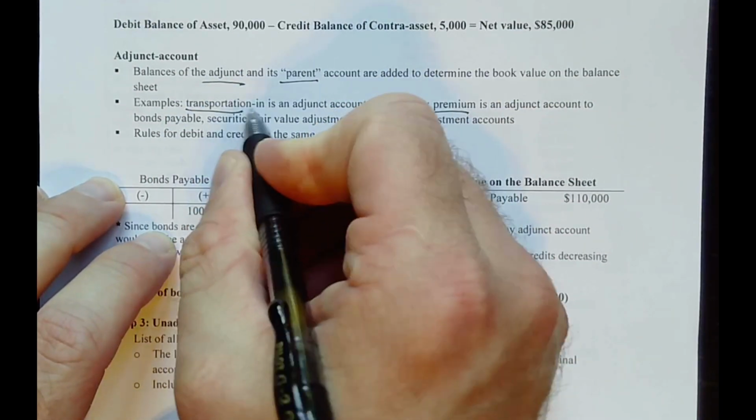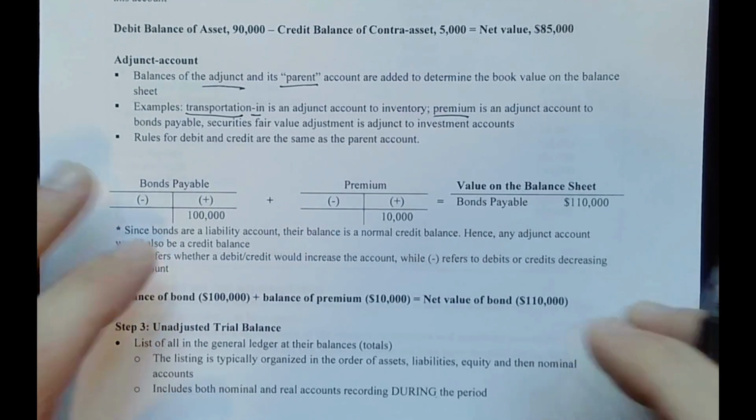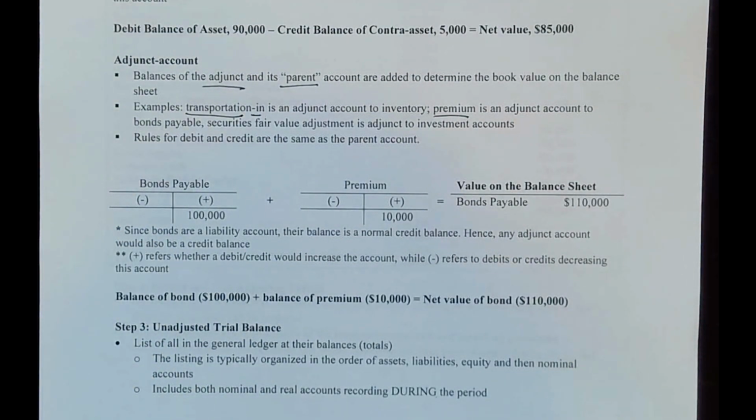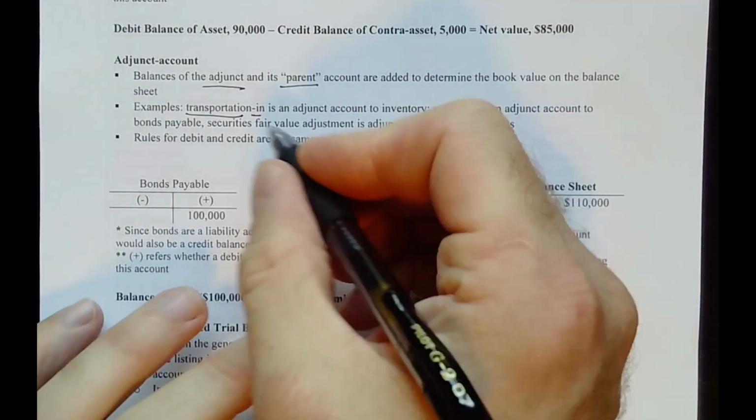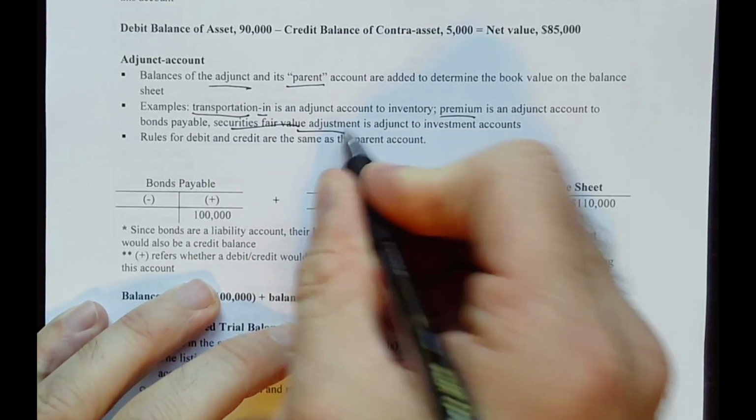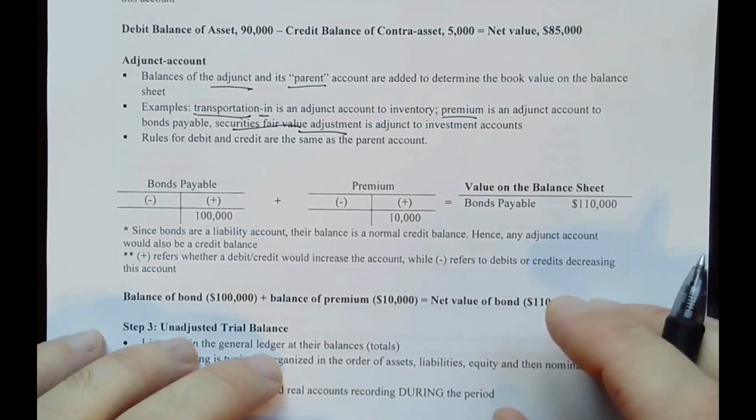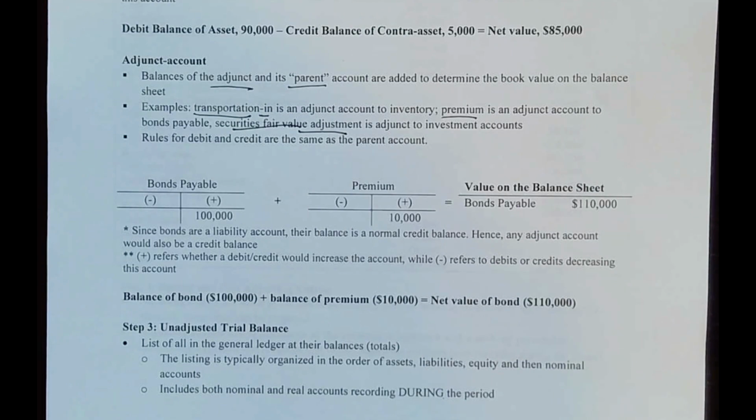Transportation in is another type that we'll look at in Intermediate 1, which is related to inventory. And there's also a security fair value adjustment account. That's an adjunct account. It's adjunct to investment accounts. You'll be exposed to those in the practice problem. So just be aware of some of those common types of adjunct accounts, and understand how they work.